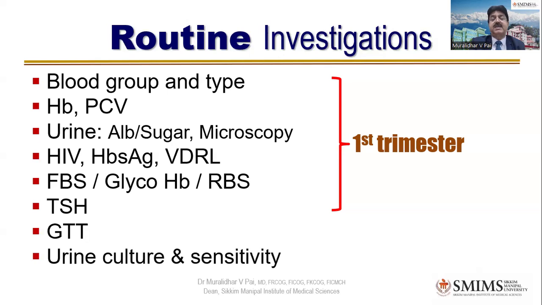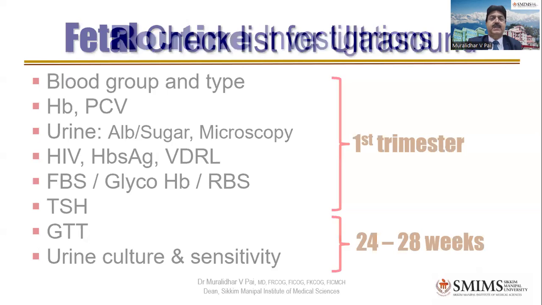Urine culture and sensitivity, at least once you have to do. Why do you have to do urine culture? Because there is something called asymptomatic bacteriuria, which has the same effect as urinary tract infection. So unless you do a urine culture and sensitivity, you will never know about this asymptomatic bacteriuria, which is nothing but no symptoms, but the colonies are more than 10 to the power of 5. So this is usually done in the second trimester, 24 to 28 weeks.